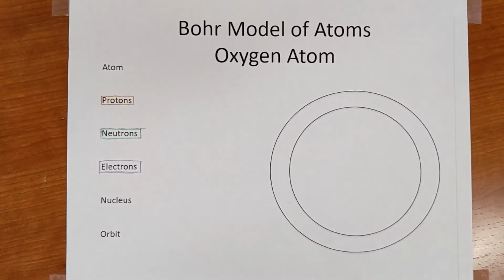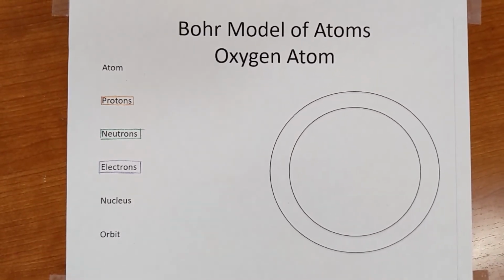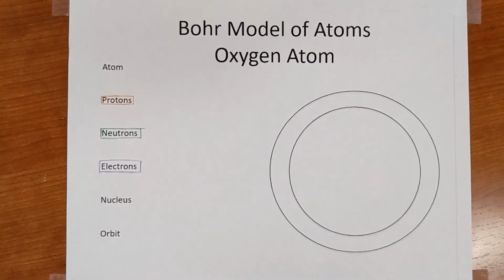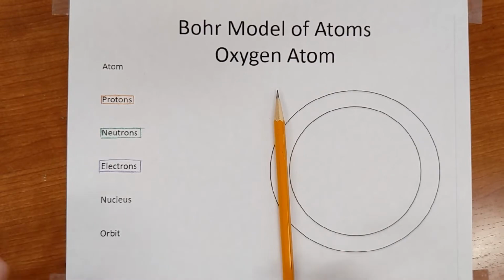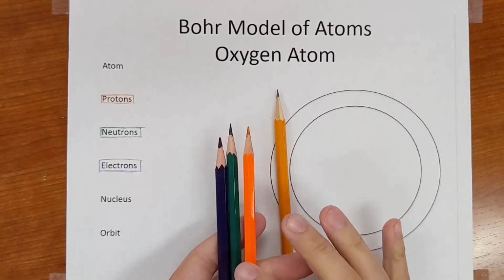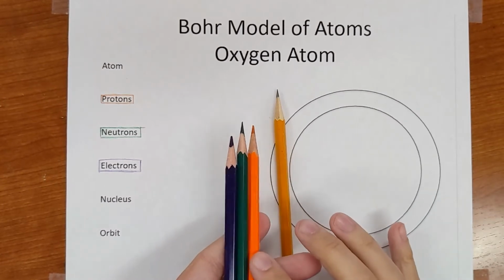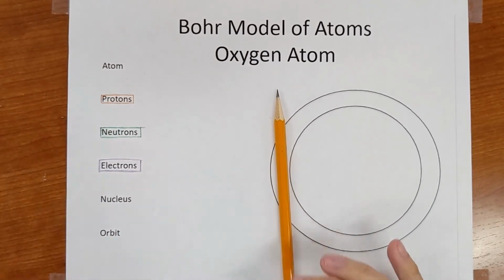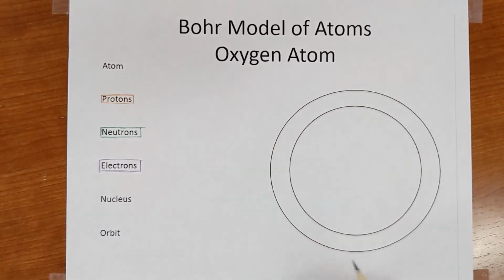Hello, we are going to be working on the Bohr model of an oxygen atom today. So please make sure that you have a pencil and some colored pencils. I specifically am going to be using purple for electrons, green for neutrons, and orange for protons. So let's go ahead and get started.